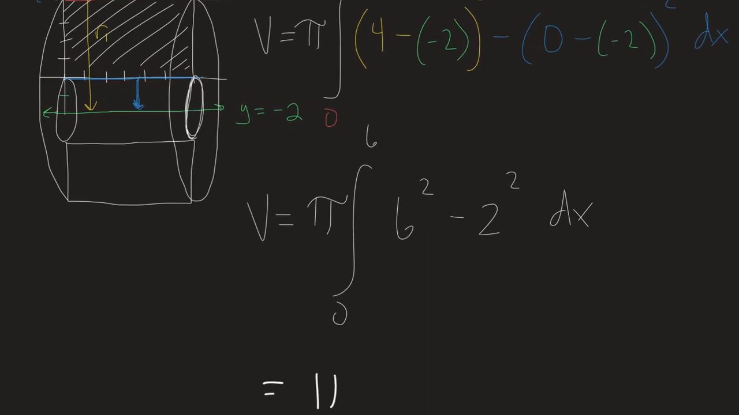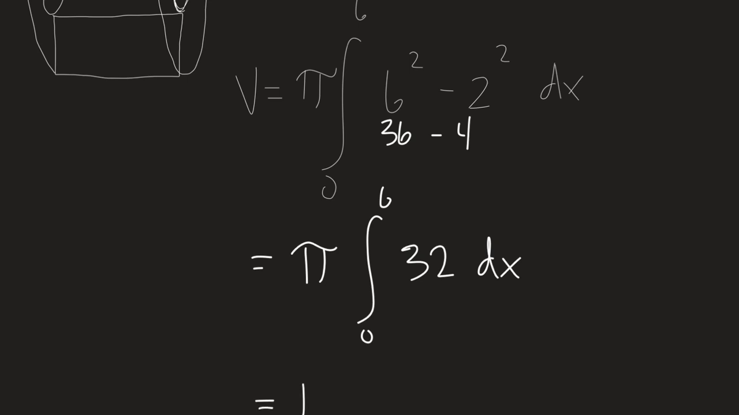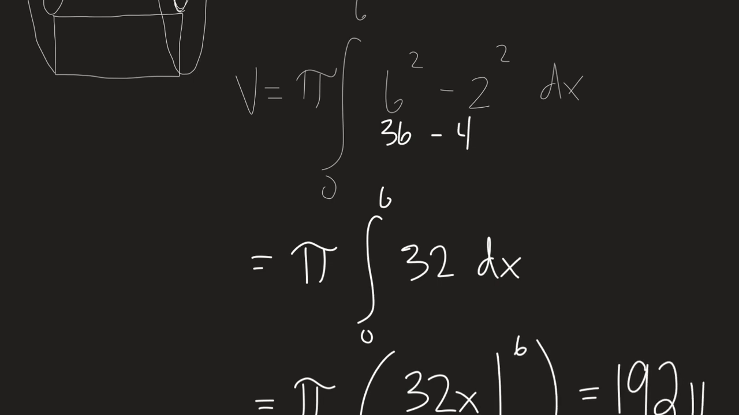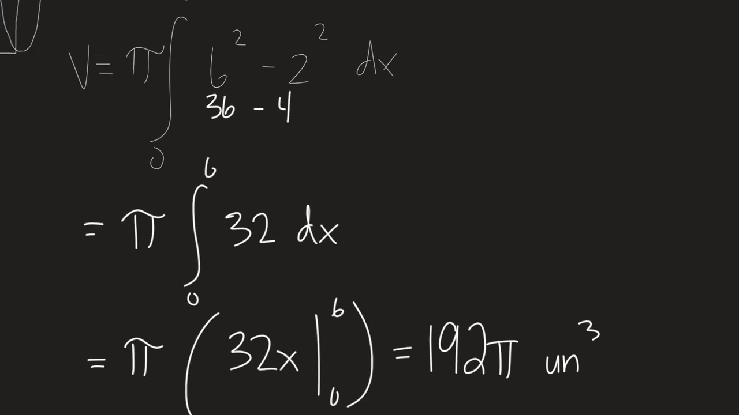So this can clearly be simplified. I think we can all tell. 6 squared is 36, minus 4 is basically 32 dx. So the antiderivative of 32 is just 32x, evaluated from 6 to 0. When you multiply 6 times 32, we get 192 pi cubic units.